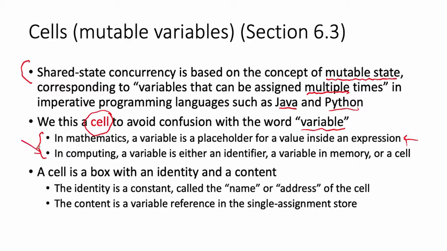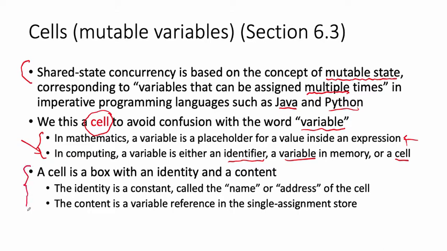In computing, a variable can be many things. It can be an identifier: you write x. It can be a variable in memory, what we saw in the semantics, variables stored in memory, or it can be a cell. So there are three kinds of things that are called variable. So we will call these things cells. And whenever I say variable, I will mean a constant single assignment variable in memory.